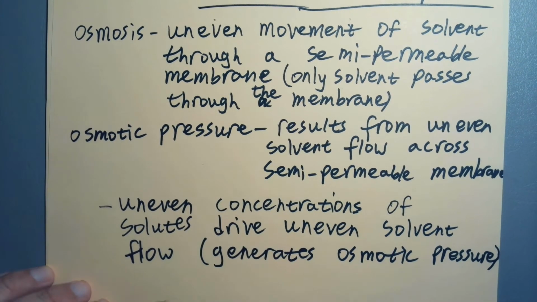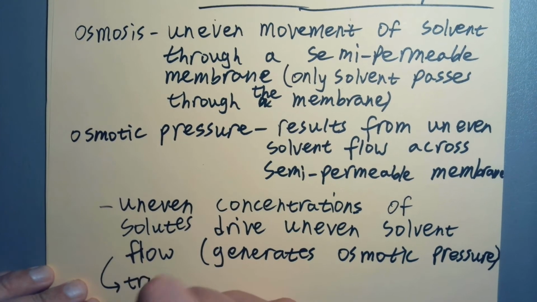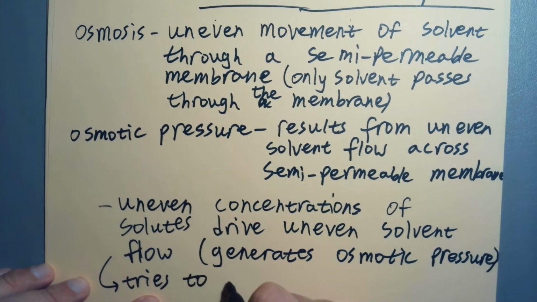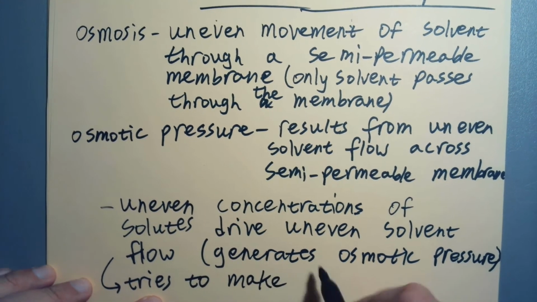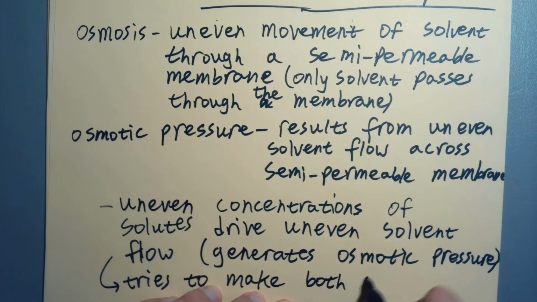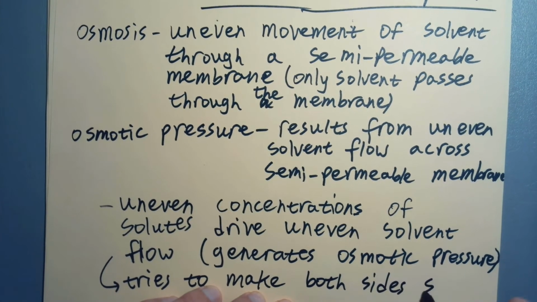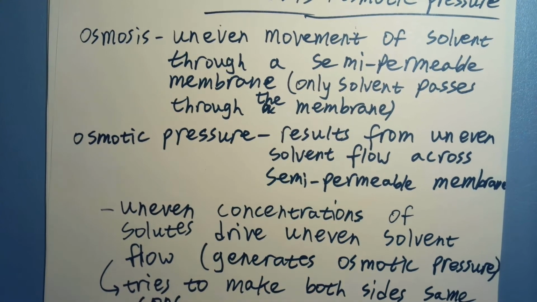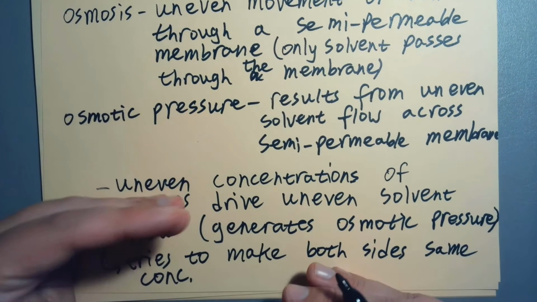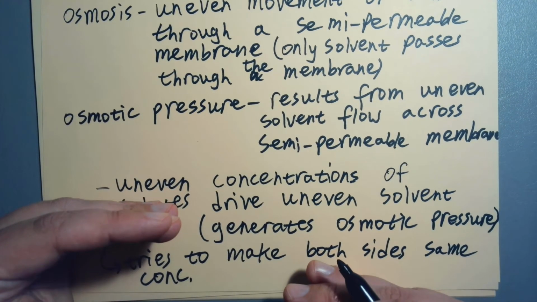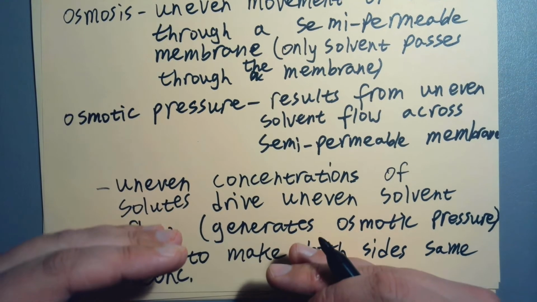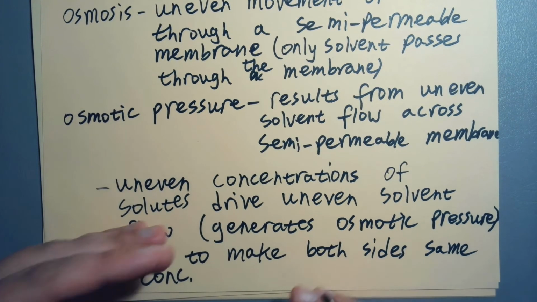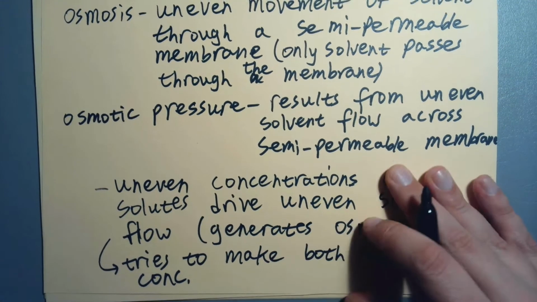So what it's trying to do is make both sides the same concentration. That's what's trying to happen. So if one side's more concentrated than the other, it's going to try to add more solvent to it and equal those concentrations out. It's going to raise one side and lower the other by moving solvent.